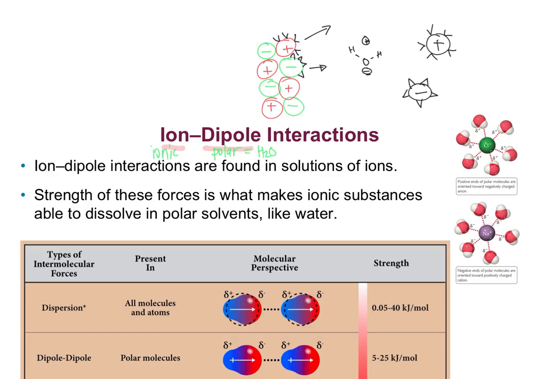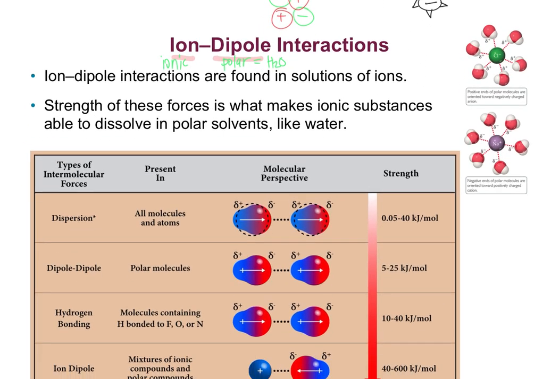So that's what ion-dipole is. It's a strong enough force to break ionic bonds, cause this lattice structure to break apart and dissolve, and you do that by having this really strong force.